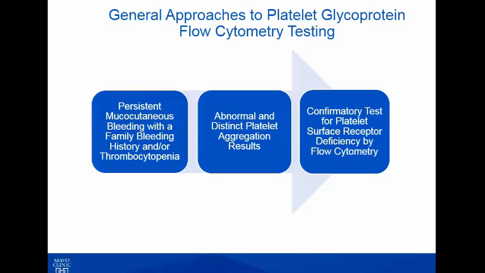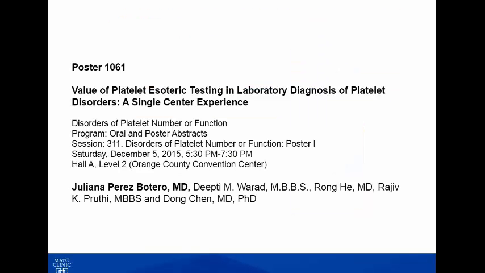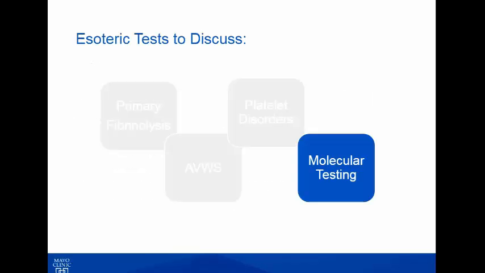So again, flow cytometry is meant for when you have a bleeding patient. Obviously, you're going to do a platelet aggregation study. If you see a pattern of Glanzmann thrombasthenia, Bernard-Soulier, or collagen deficiency, you could consider doing the flow cytometry glycoprotein profile to confirm your diagnosis. For the process of EM and all of this esoteric testing experience, there's a poster by Dr. Juliana Perez Botero, and you're welcome to visit the poster.